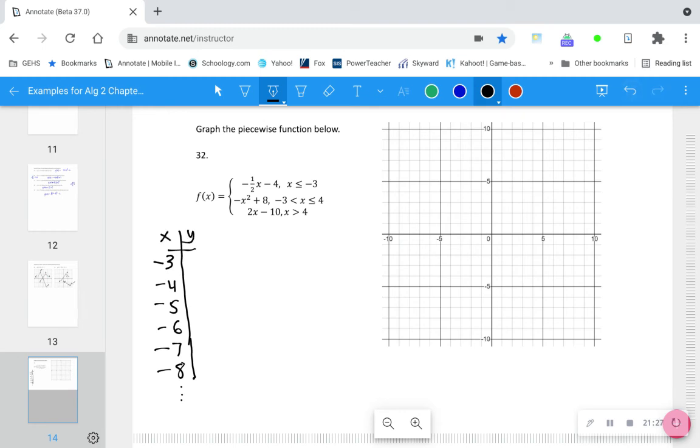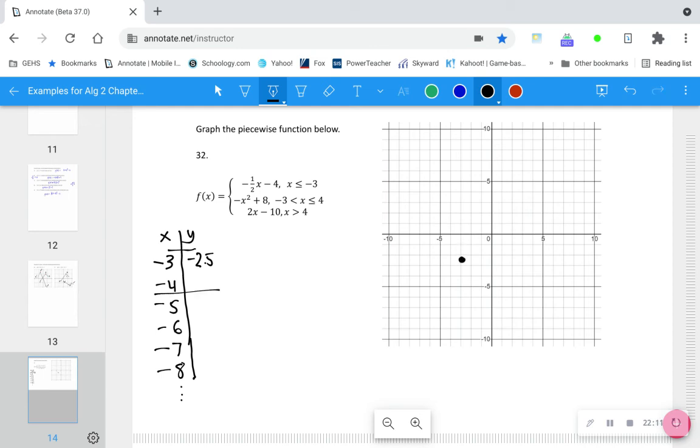And so we're going to plug these x's into this equation and generate the y's. So -3 right here times -1/2 is positive 1.5. 1.5 minus 4 is -3.5. Or -2.5. I better check that again. Let me see. -3 times -1/2 is positive 3/2. 3/2 or 1.5 minus 4 is -2.5. Okay, so that's good. Let me plot that point 3 back and 2.5 down right there. And it's a solid dot.